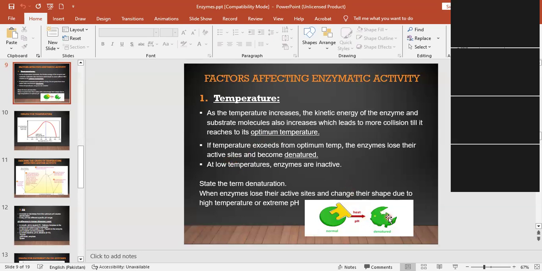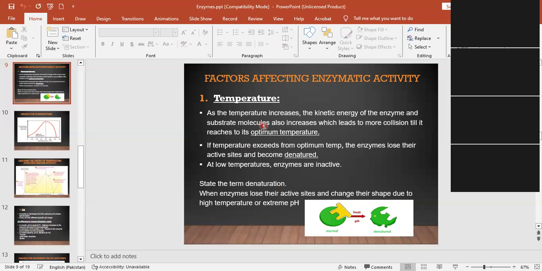Now they are losing the complementary shape with the substrate. How is the substrate going to attach or fit in with the enzyme? This enzyme is now useless for us. So this is now known as denaturation. Denature हो गया enzyme हमारा. And this phenomena is known as denaturation. ठीक है. So अगर definition आती है आपके पास, take the term denaturation, it's written here. When enzyme loses their active site and changes their shape due to high temperature or extreme pH, that is known as denaturation.